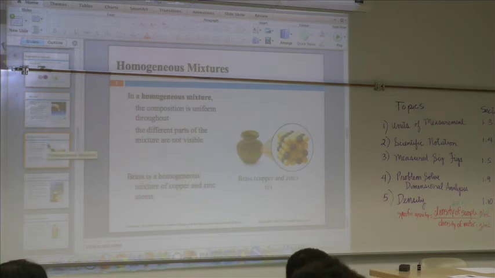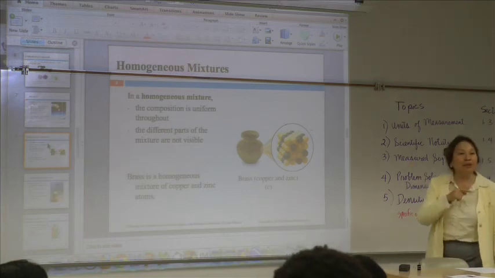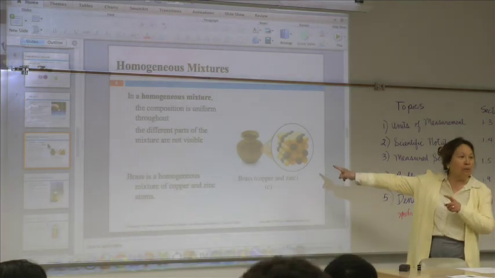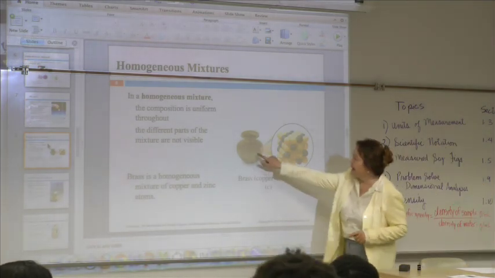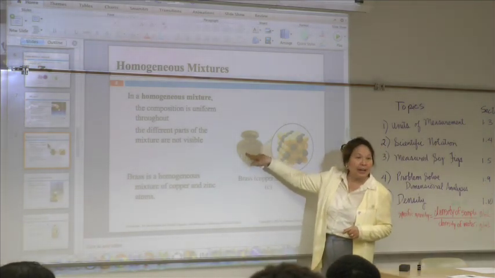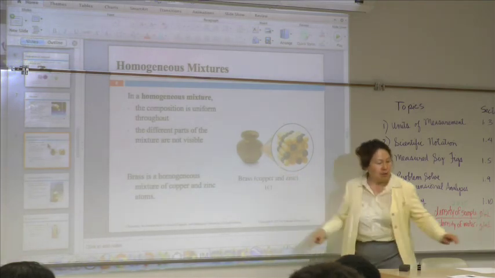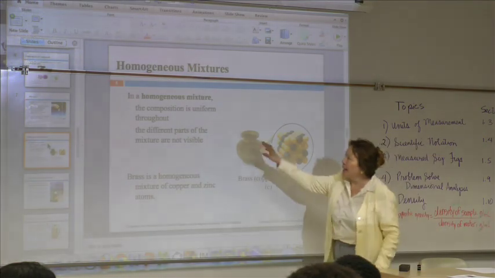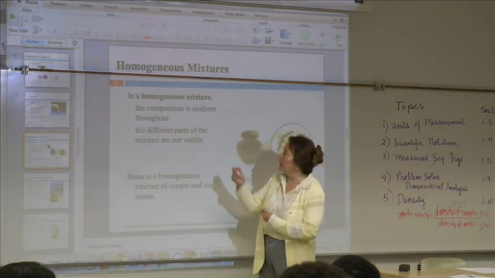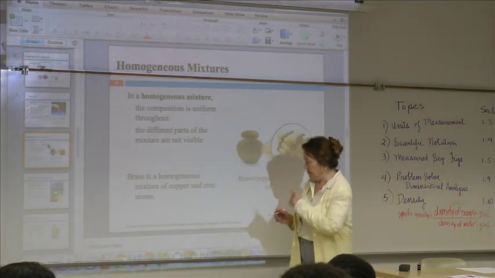So we can have different types of mixtures. That mixture, because we could see the sand and the water, is called heterogeneous, but this one happens to be homogeneous, right? Because you can tell that it has copper and zinc, right? So a homogeneous mixture is when it is uniform. The key word is uniform.